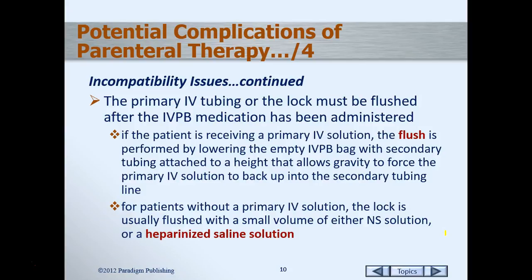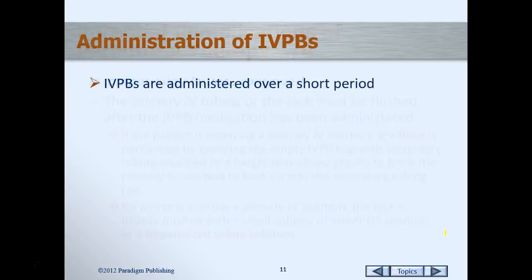If the patient is receiving an IV solution as a primary line, the flush is just normally performed by lowering the empty IV piggyback with a secondary tubing attached to the height. That will then allow the gravity to allow the primary solution to flow back through that secondary tubing. That's done by the nurse. It's just here for you to understand the concept. Patients without a primary tubing, if they have a heparin lock or a saline lock in place, it will either be flushed with normal saline or heparinized saline solution.